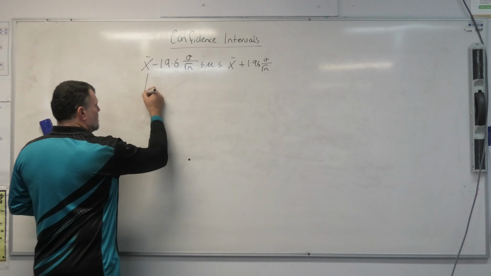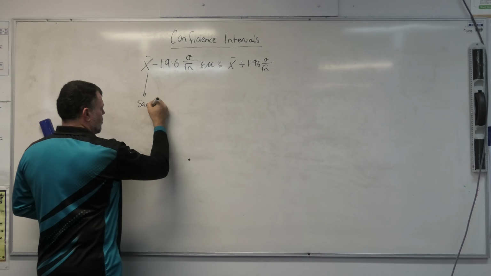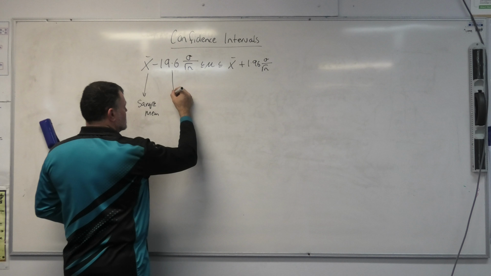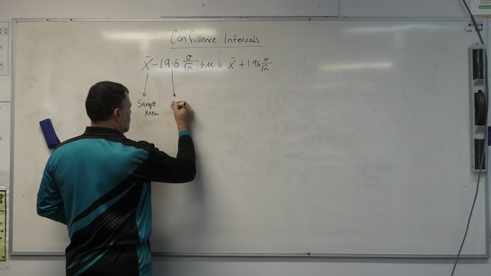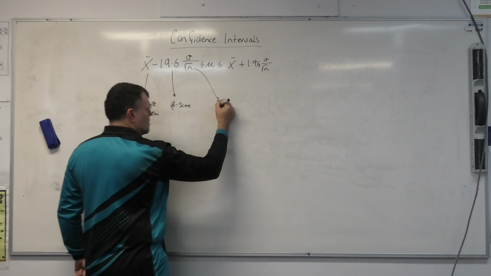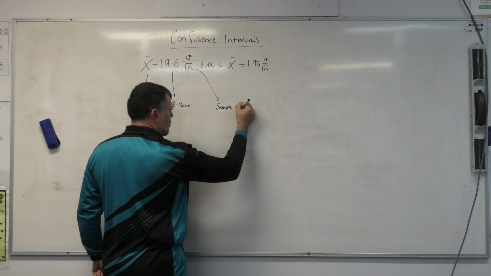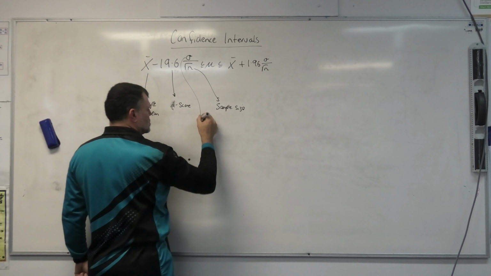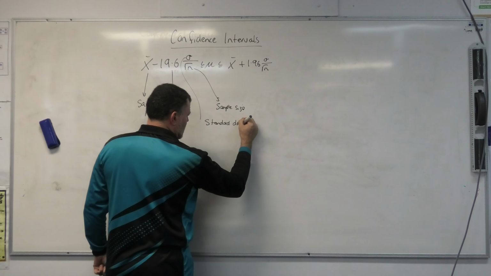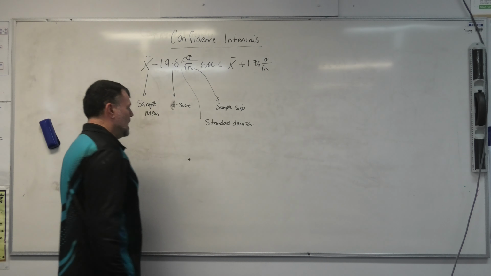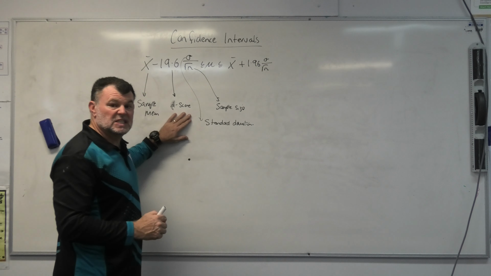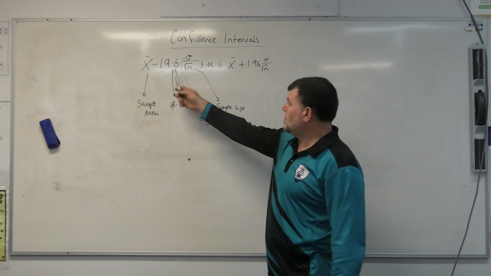We need to know what your sample mean is. We need to know what your z-score is. Your sample size. And your sample deviation, or your standard deviation. Now when it comes to calculating with the confidence interval, the z-score is always generally going to be the same, which is 95% confidence. So this here represents 95%.